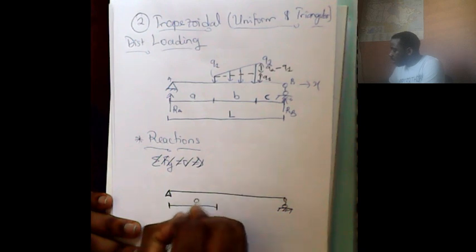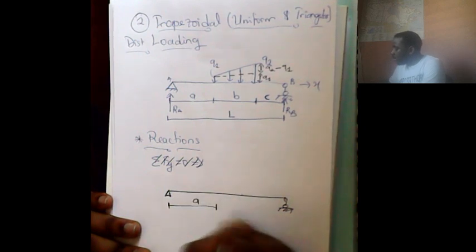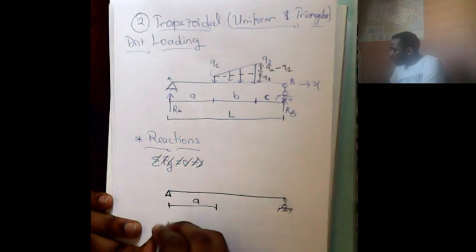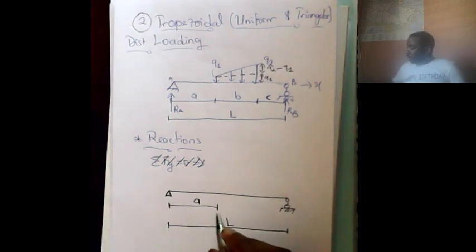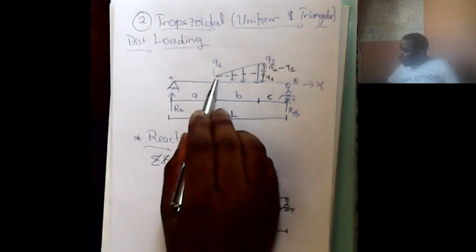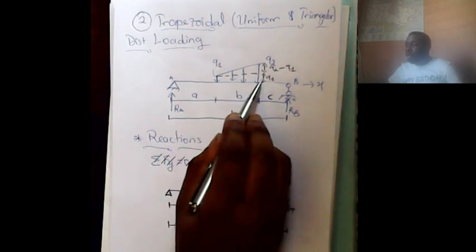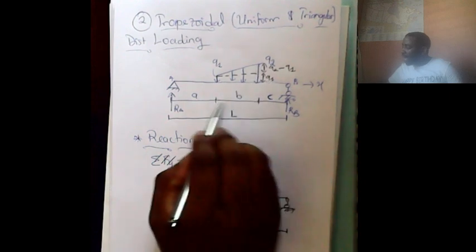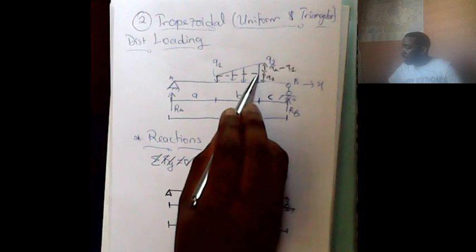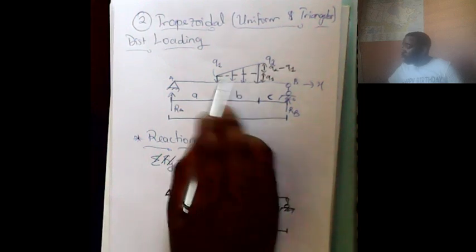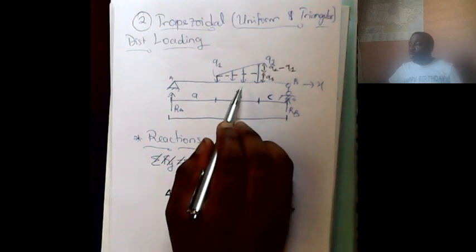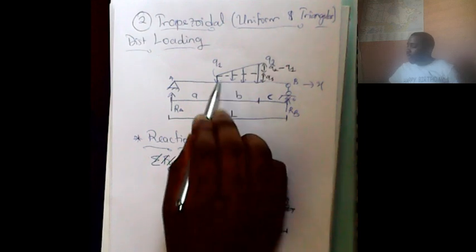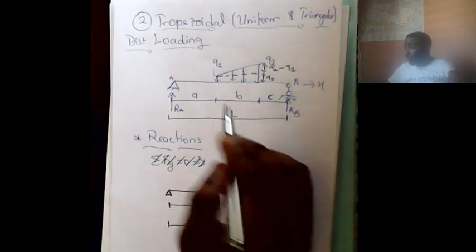I'll have my distance A somewhere here. A remains, okay? It is B that may vary. And we'll have our distance here. Now, for this uniformly distributed load here, the corresponding point load will be what? The surface area of the shape of the uniformly distributed load, which is Q1 times B. The shape here is a rectangle, and the surface area will be Q1 times B. That's the magnitude. And where will it occur? It will occur at the center of gravity of that, which is half. So it will be B on 2.